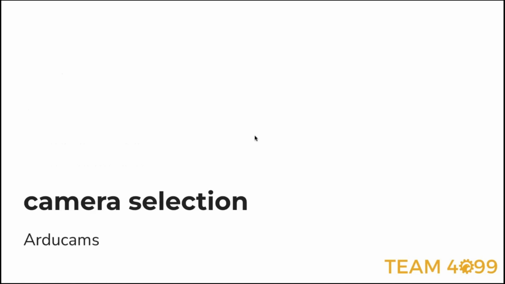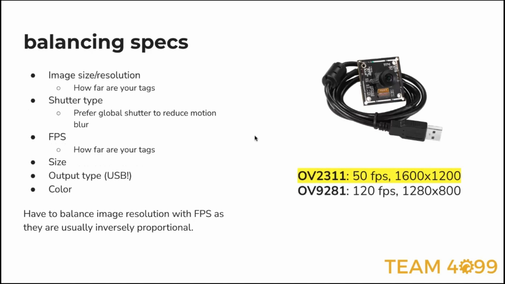I'll just continue. So for camera selection, we're not really going to go over the different cameras that you can pick. We have 2 good ones up here, but there's a couple things that you have to make sure you're looking at when deciding what specs you want to pick for your cameras. So the first one is image size/resolution. The larger your image size is, the more resolution that you have in your photo. That means you're generally going to be able to detect tags from farther distances just because the tags will be a larger amount of pixels within the actual frame of your image.